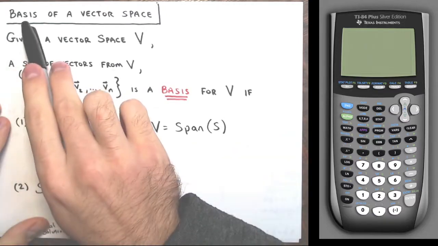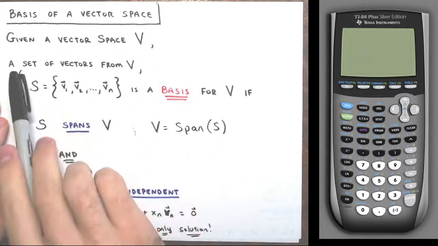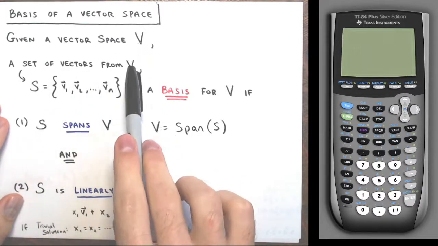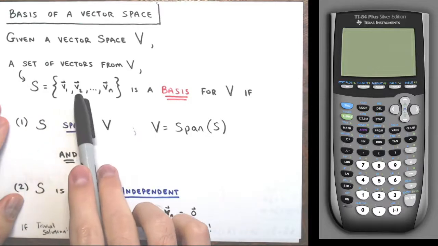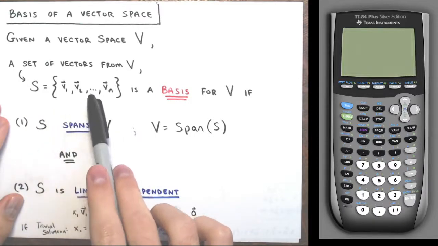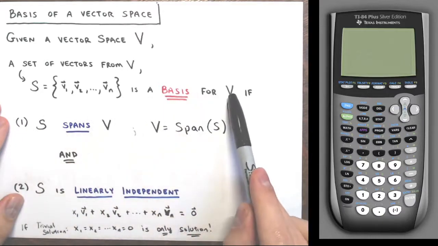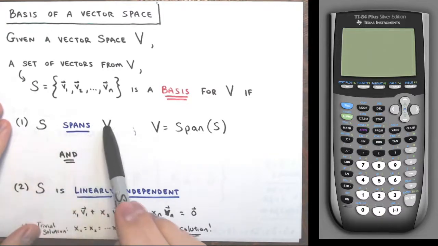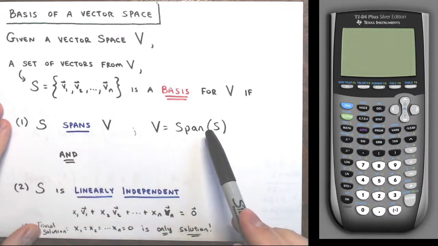What does it mean for a set of vectors to be a basis of a vector space? Alright, so a set of vectors from V, some vector space V. Say this set of vectors is called S, with vectors v1, v2, up to vn. There are n vectors in S. This set of vectors is a basis for V if the following two things hold. If S spans V, or in other words, V equals the span of S.